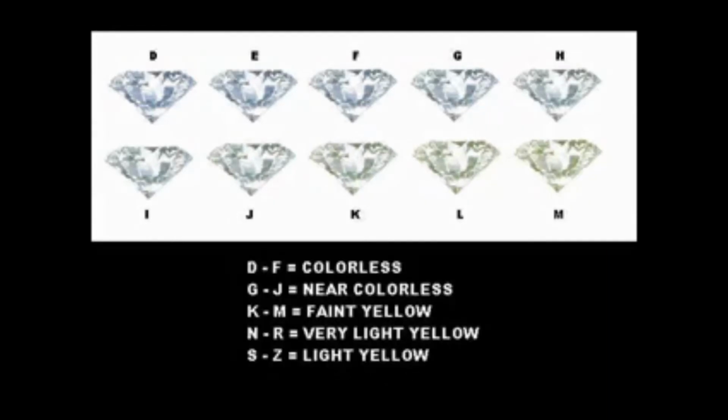Let's take a look at the diamond's third C, color. A diamond's color grading scale is colorless to light yellow. This scale is laid out in letters, D through Z, with D through F representing the colorless, G through J representing near colorless, and proceeding all the way to Z with the light yellows.